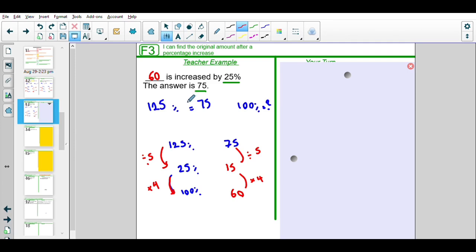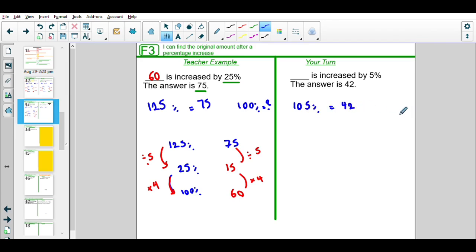For the next example, I want you to pause the video here and have a go at this question. A number is increased by 5%. The answer is 42. What does that mean? It means 100 plus 5, so 105% is 42. And what is the original amount here?